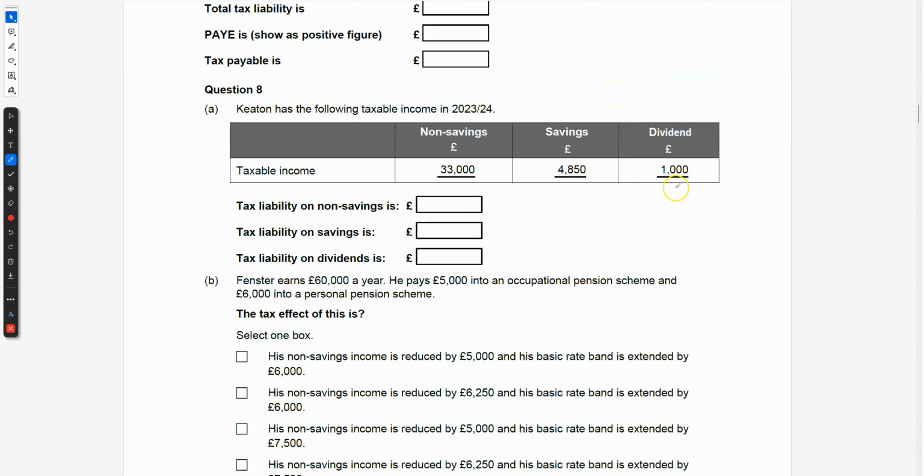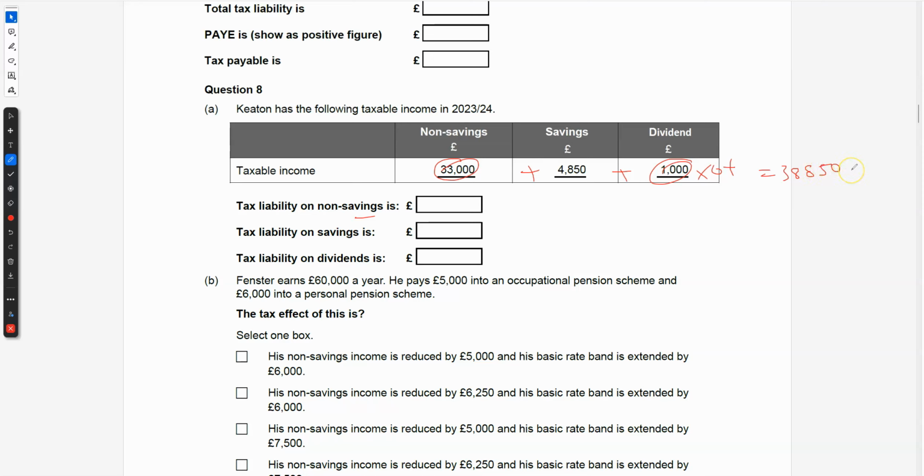So you understand the dividend will be tax free, because you don't have to pay any tax on the 1,000 anyway. So this one will be 0%. The first one says tax liability on the non-saving income. We can understand his net income is 33 plus 4850 plus 1,000. Let's find out how much the net income is. So 33,000 plus 4850 plus 1,000.